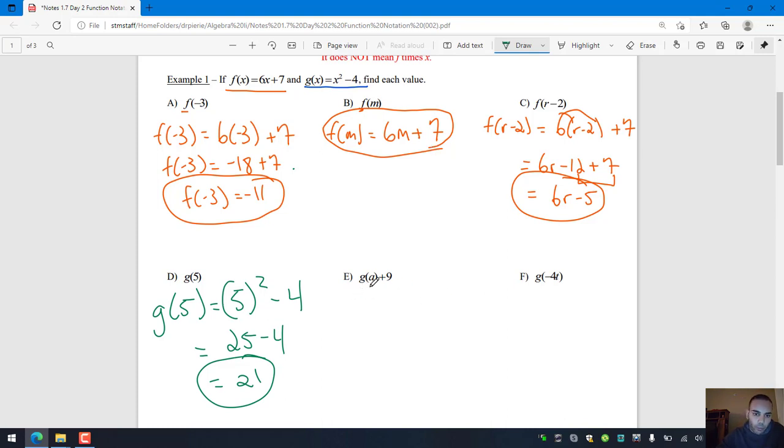Okay, so this one's a little bit different. We've got g of a plus 9. The first thing I do see is g of a. So I'm using my g of x equation, but wherever I see an x, I'm going to plug in an a. So what I'll have here is a squared minus 4. That's what happens when I plug in a for x, but in here I still need to add 9 at the end. So I got g of a, which is a squared minus 4, and then I have to add another 9 to that. Simplify this a little bit. I should have a squared minus 4 plus 9. Negative 4 plus 9 is equal to 5. It should be a squared plus 5.